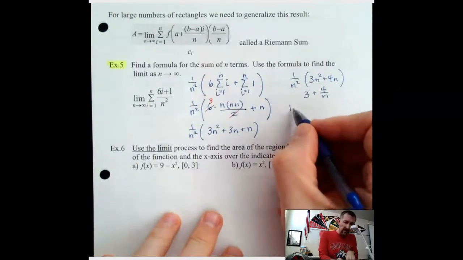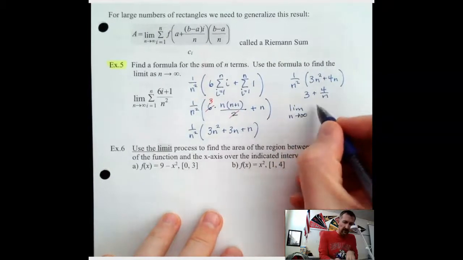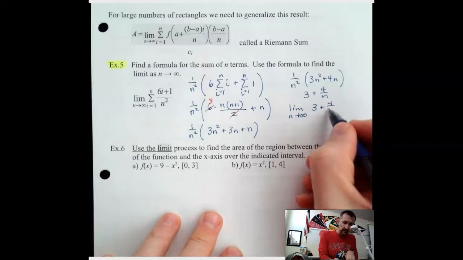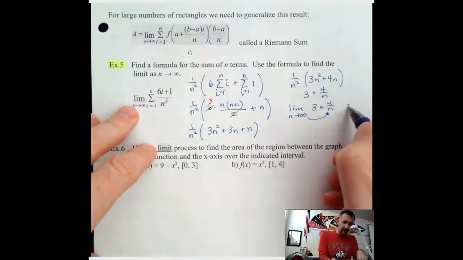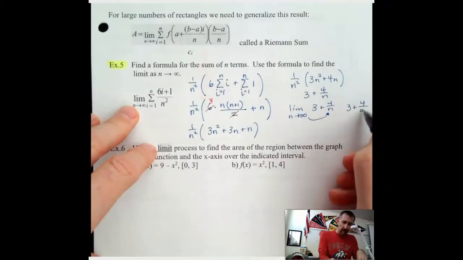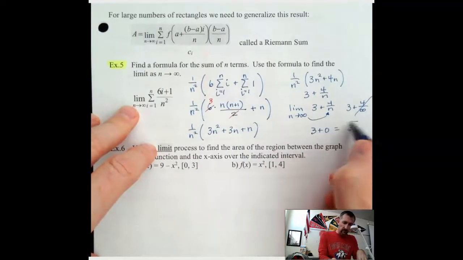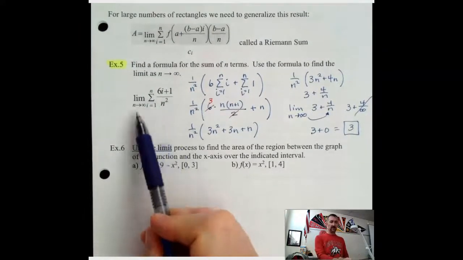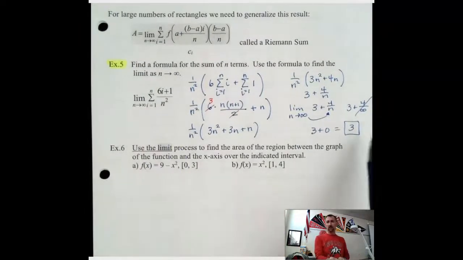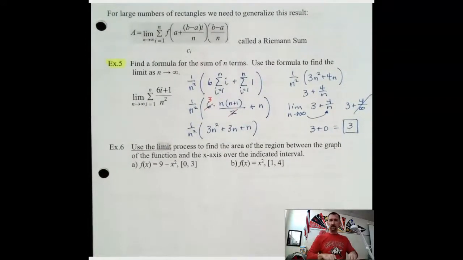So now we'll go back and actually do the limit as n approaches infinity of this. That's going to give us 4 over infinity, which is basically going to go to 0. So 3 plus 0, that's going to be 3. The answer to that question as n approaches infinity is 3. Okay. So focus on being able to do that.